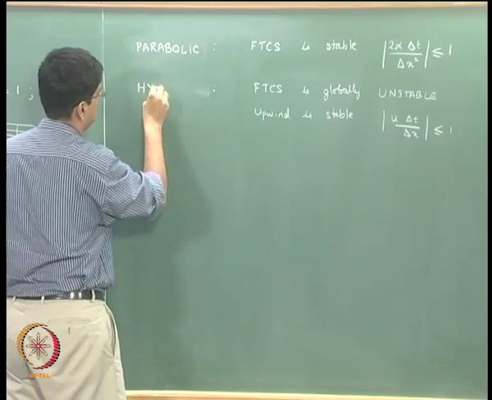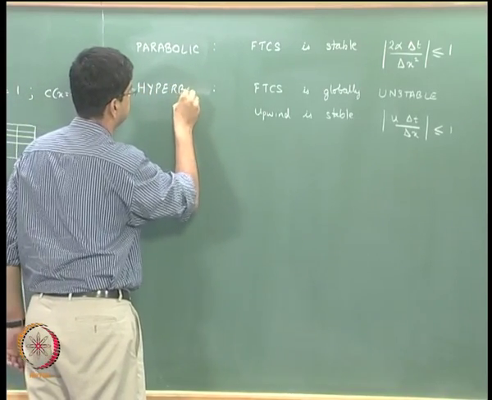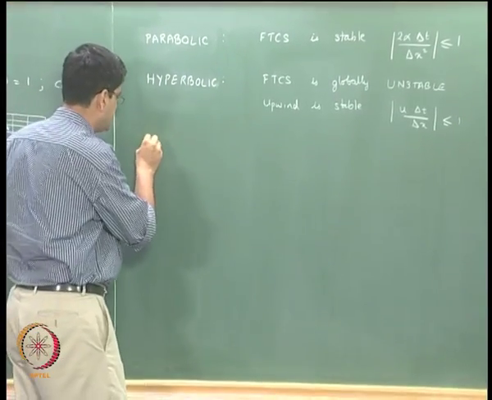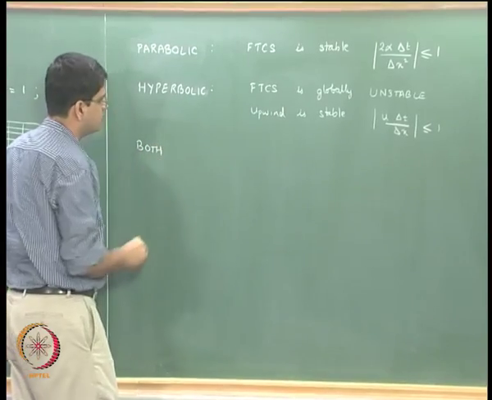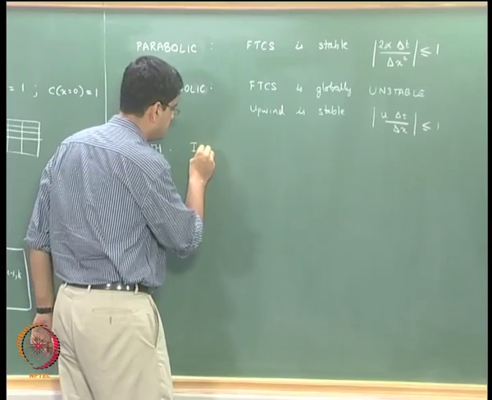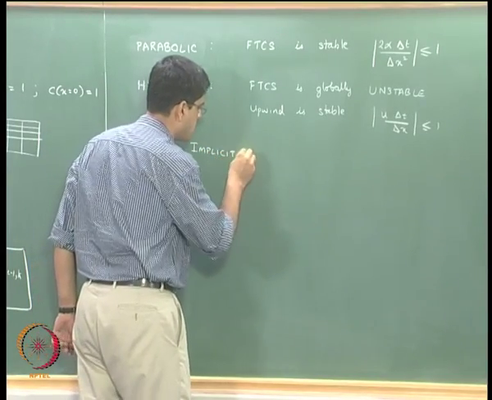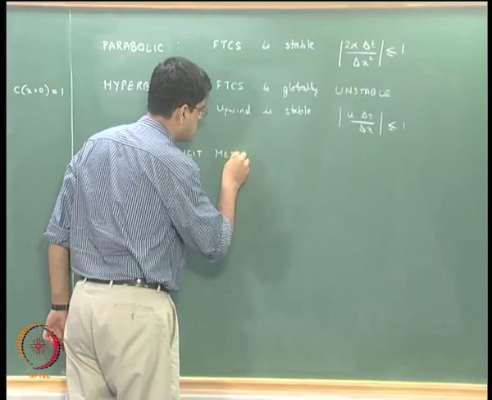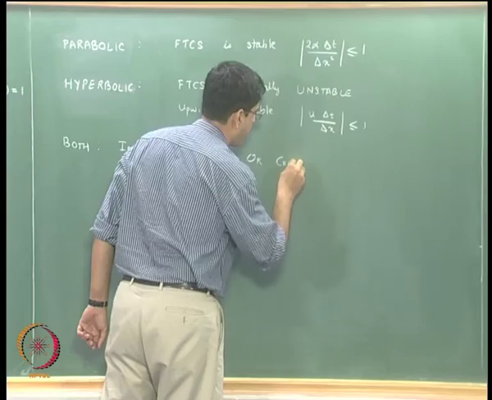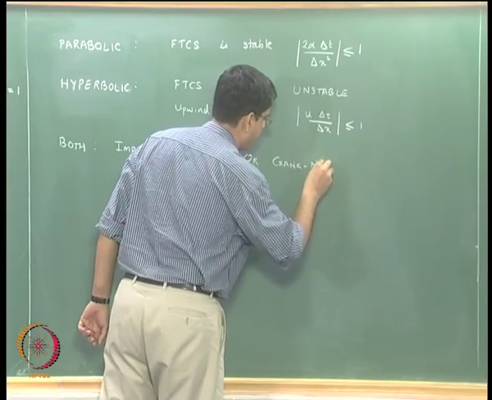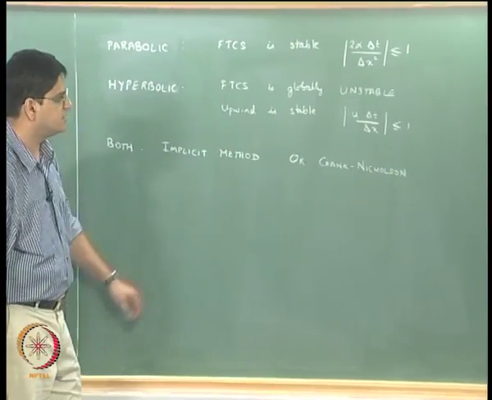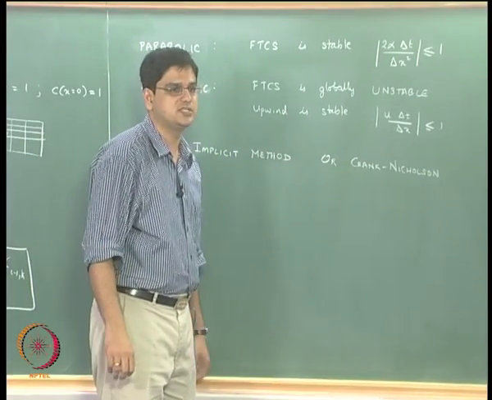Parabolic, hyperbolic, okay, and for both these schemes, both the parabolic and hyperbolic systems, we can use either the implicit method or the Crank-Nicolson method. The implicit and the Crank-Nicolson methods are going to be globally stable methods.